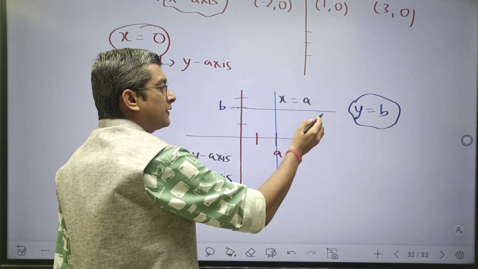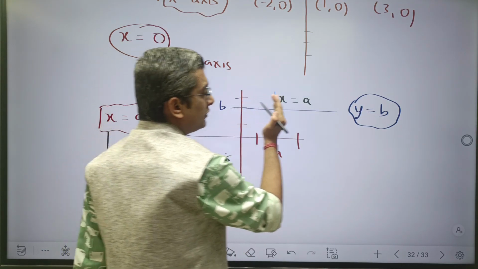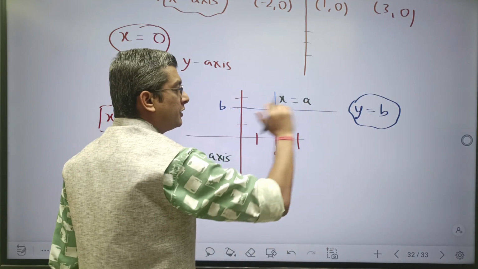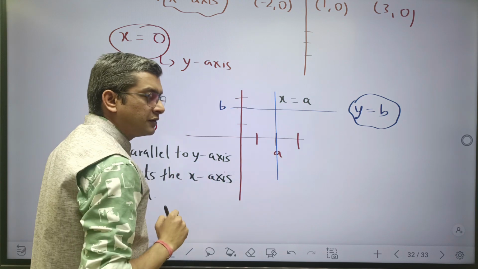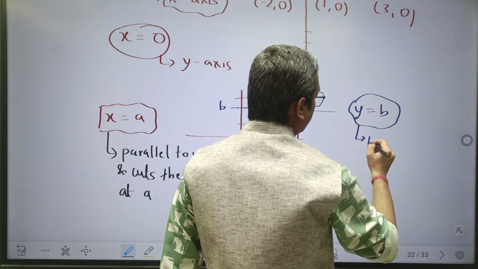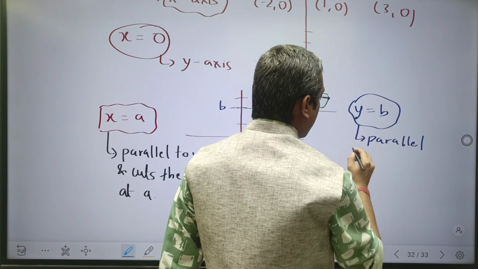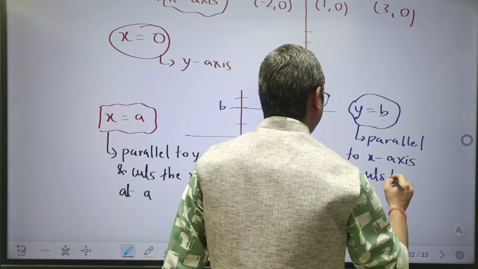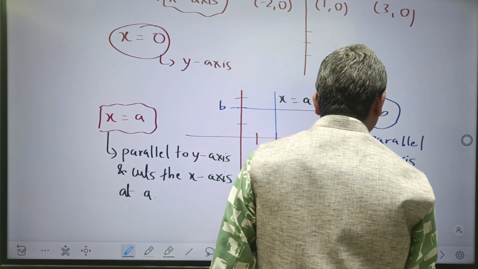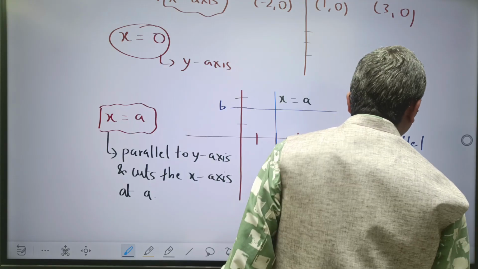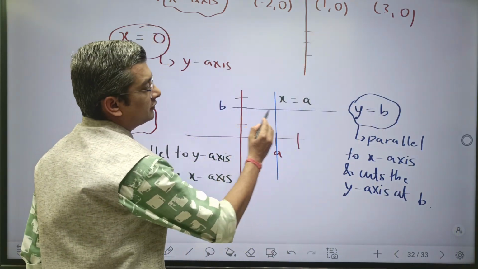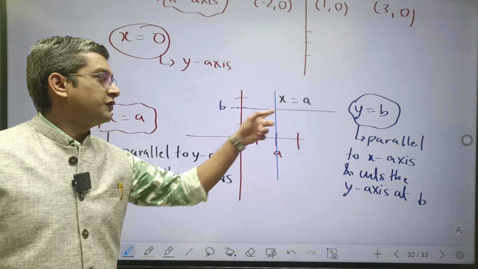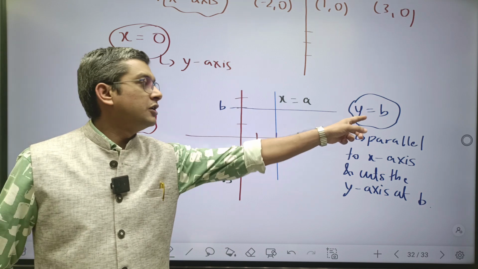At every point of this straight line, the value of y is b. The value of x increases if you move towards right. If you move towards left, the value of x decreases. But at every point, the value of y is b. So this is nothing but y is equal to b, parallel to x-axis and cuts the y-axis at b, isn't it? This line is a straight line, it is parallel to x-axis. So this is the straight line representing the equation y is equal to b.